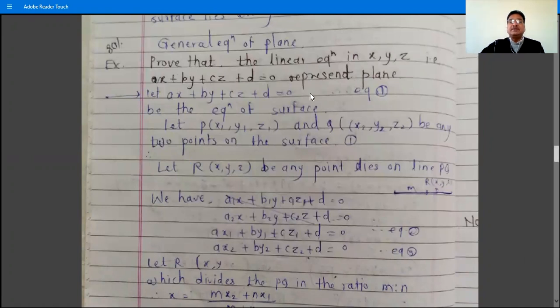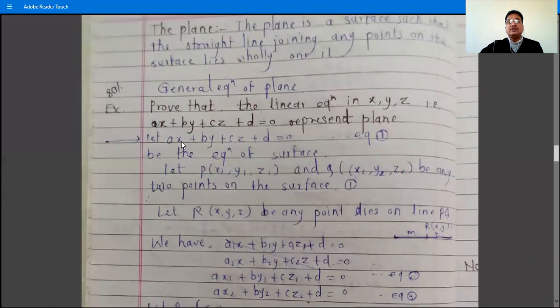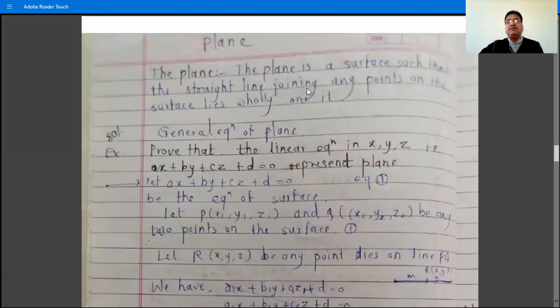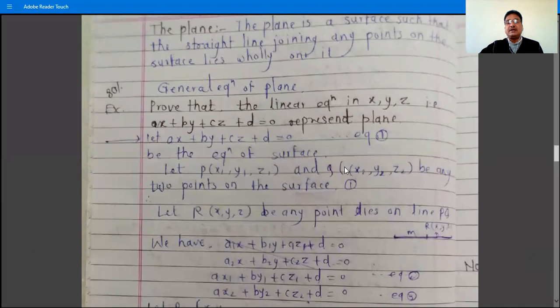So let ax plus by plus cz plus d equal to 0, numbering it as 1, be the equation of the surface. We have to prove that this is the equation of a plane. So let P(x1, y1, z1) and Q(x2, y2, z2) be any two points on the surface 1. In order to show this equation represents a plane, we use the definition of plane. That is, the surface is called a plane if, when we take any two points on that surface and join them by a straight line, the whole line lies on the surface.